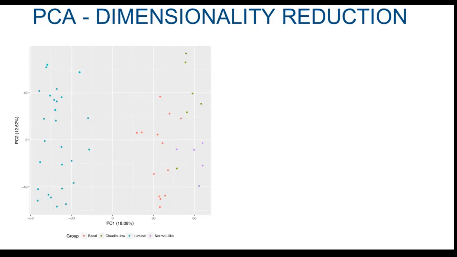In this case, we have an example of breast cancer subtypes. For example, luminal subtype, which is marked as blue here, is separated on the PCA from the rest of the breast cancer subtypes by PC1, or the principal component that has most of the variance.